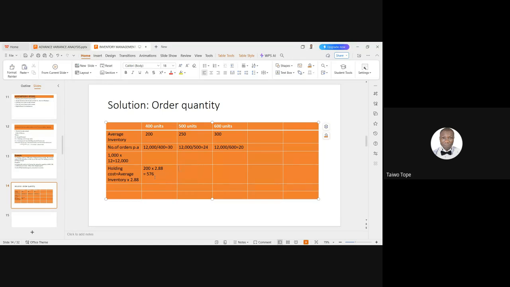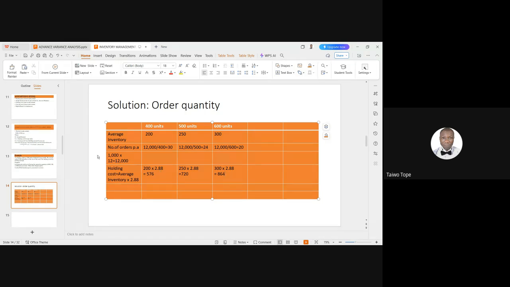When it is 500 units, your average inventory is 250. 250 multiplied by 2.88. The outcome will be 720. And when it is 600 units, the average inventory is 300, multiplied by the holding cost of 2.88. You're going to have 864.